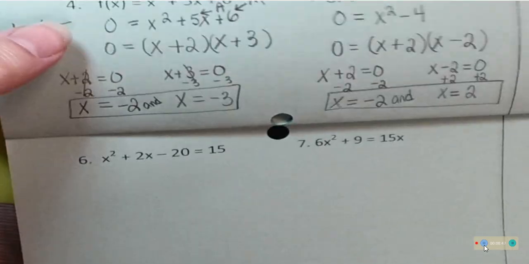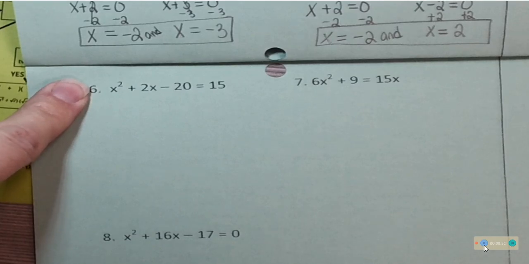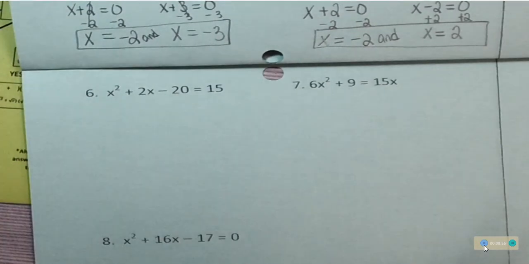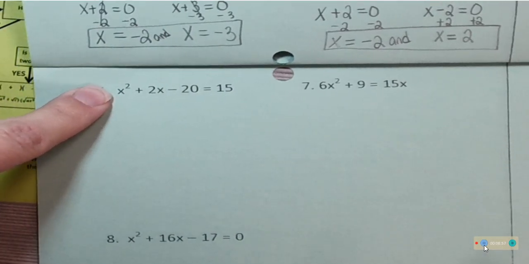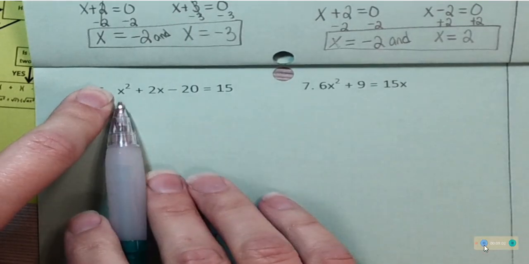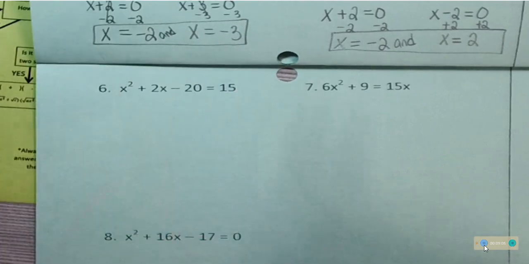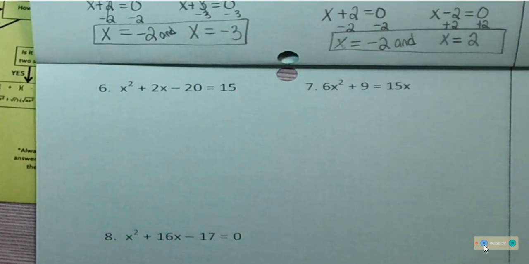Now we get down here to these. 6 is not part of the equation. 6 is just number 6, okay? I tried to put extra spaces, but who knows. Now, there is no f of x, and there's no g of x. I have x squared plus 2x minus 20 equals 15. I need every term on the same side so this thing could equal 0.